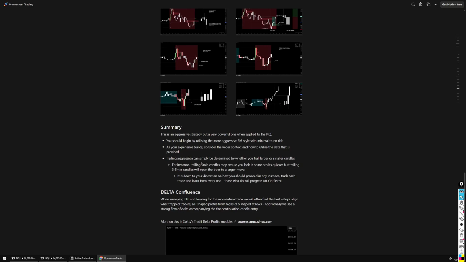So for instance, trailing 1 minute candles may ensure you lock in some profits quicker, but trailing 3 to 5 minute candles will open the door up to a larger move, okay? It's down to your discretion on how you should proceed in any instance. Track each trade and learn from every one. Those who do will progress much faster, okay?